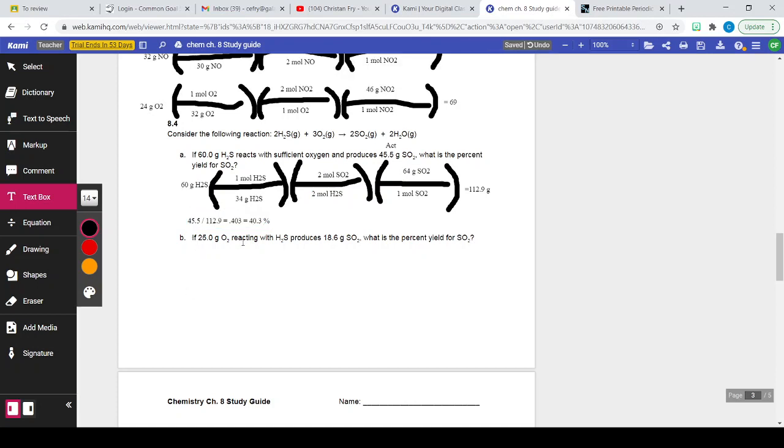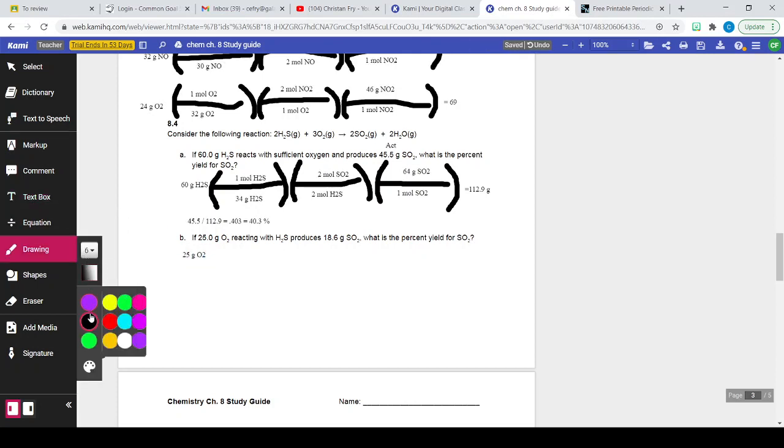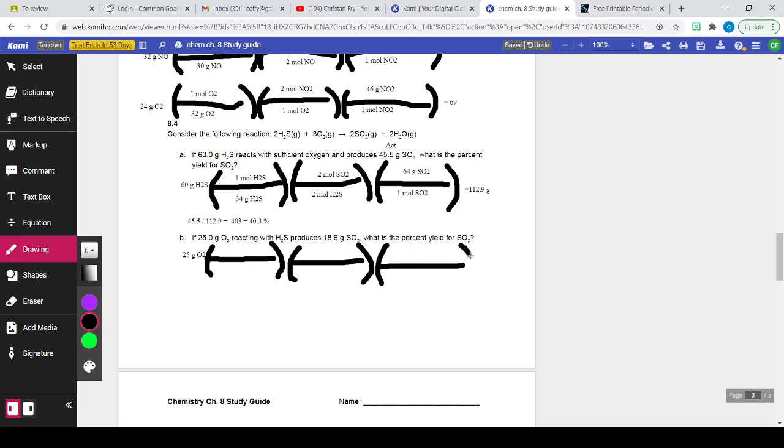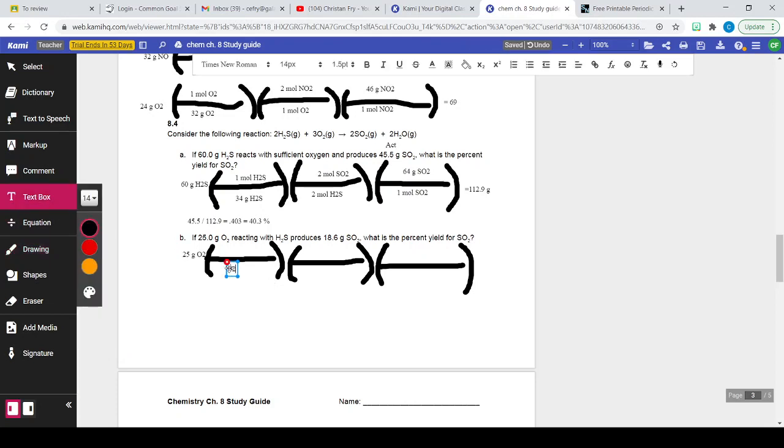All right, B. If 25 grams of O2 reacting with H2S produces 18.6, what is the percent yield? Okay, so same thing here. Produces 18.6. That is my actual. So I'm going to have to take 25 grams of O2, do a 3-stepper here. Oxygen weighs 32 grams in 1 mole.